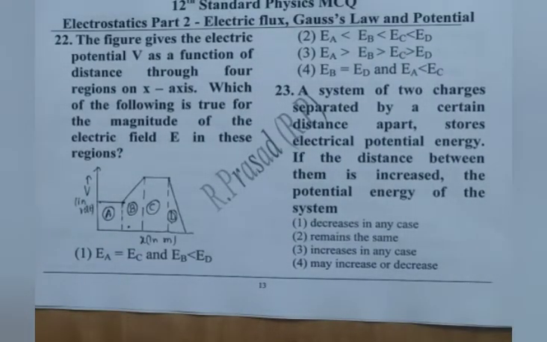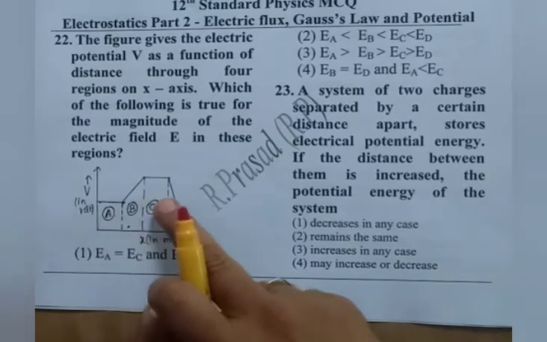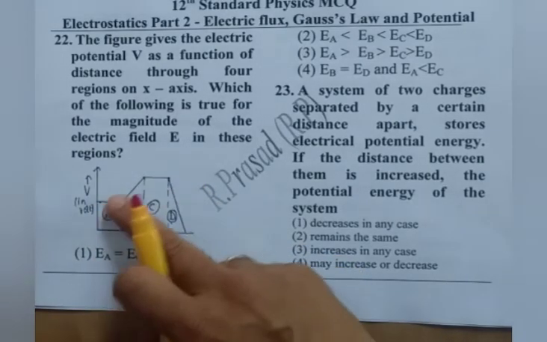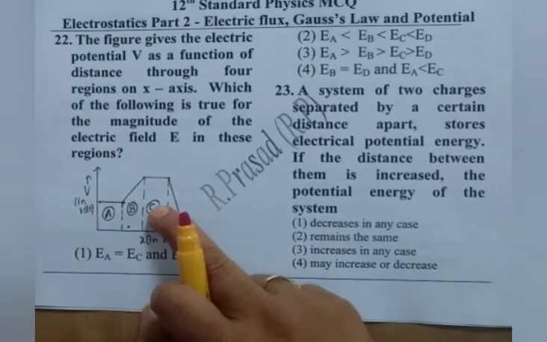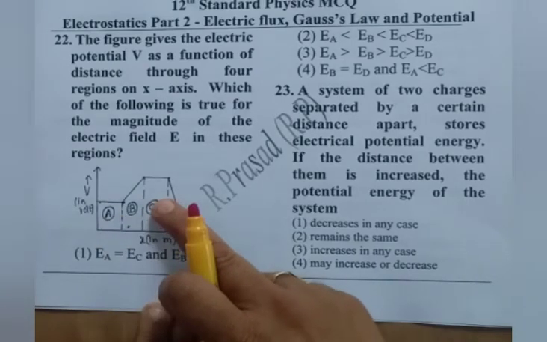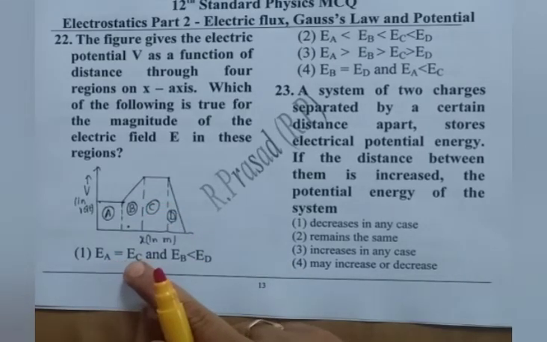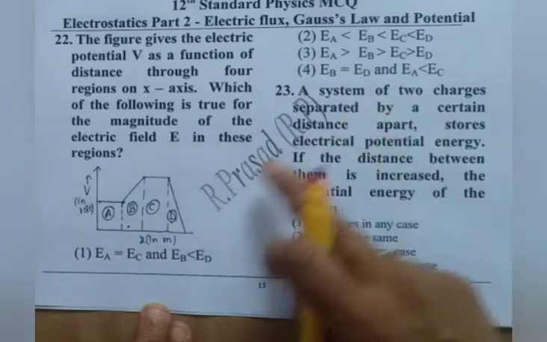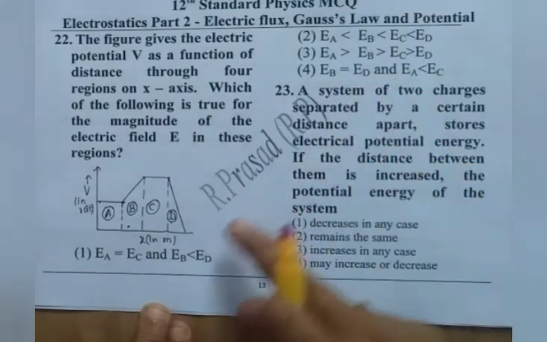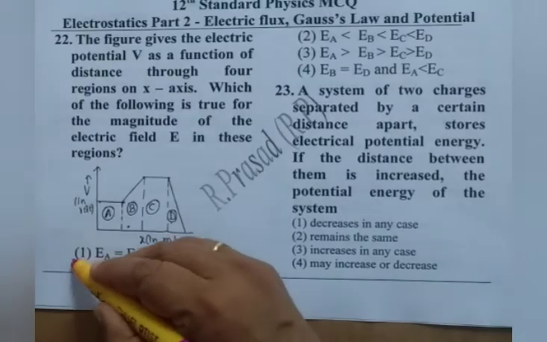We read question 22 now. The figure gives electric potential V as a function of distance through 4 regions on x axis. Which of the following is true for magnitude of electric field in these regions? Say we look at the graph. A and C have flat portions. That means potential is constant, field is 0, because E equals dV by dx. Therefore, A and C field are same, EA equals EC. So option 1 and 4, only 1 is correct because in all other options EA is not equal to EC. Therefore, option 1 is correct.